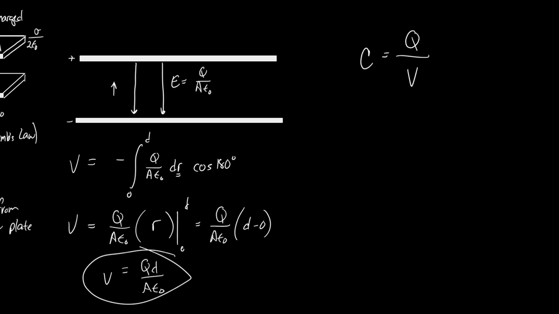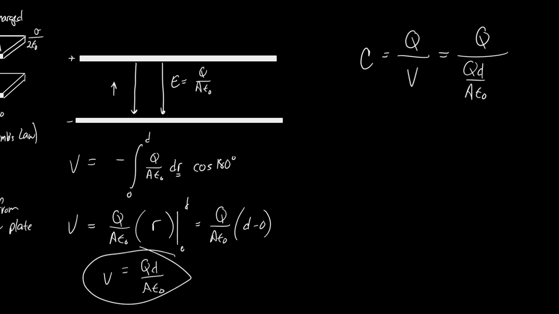We've done this in the reverse. We've said, what is the potential difference if you already have a charged capacitor? But that still gives us the value for the capacitance. So I take the charge that we already have, Q, and I divide by the definition of the electric potential that we just derived, which is Qd divided by A epsilon naught.